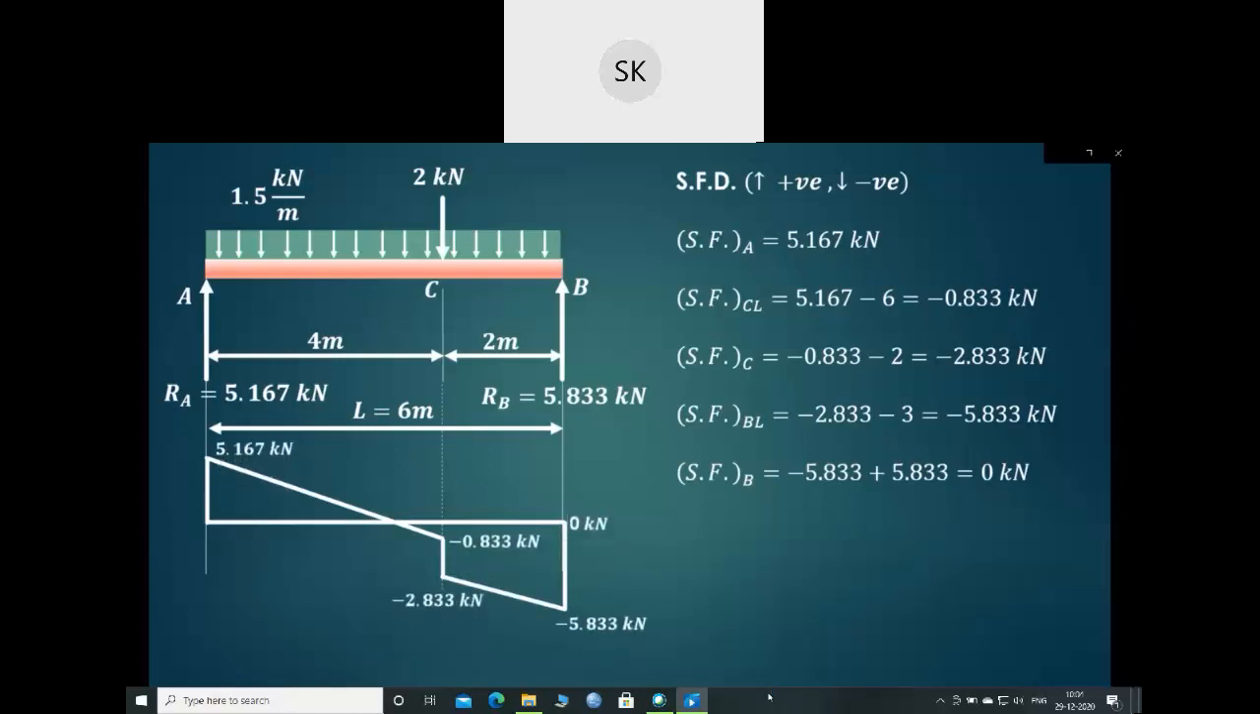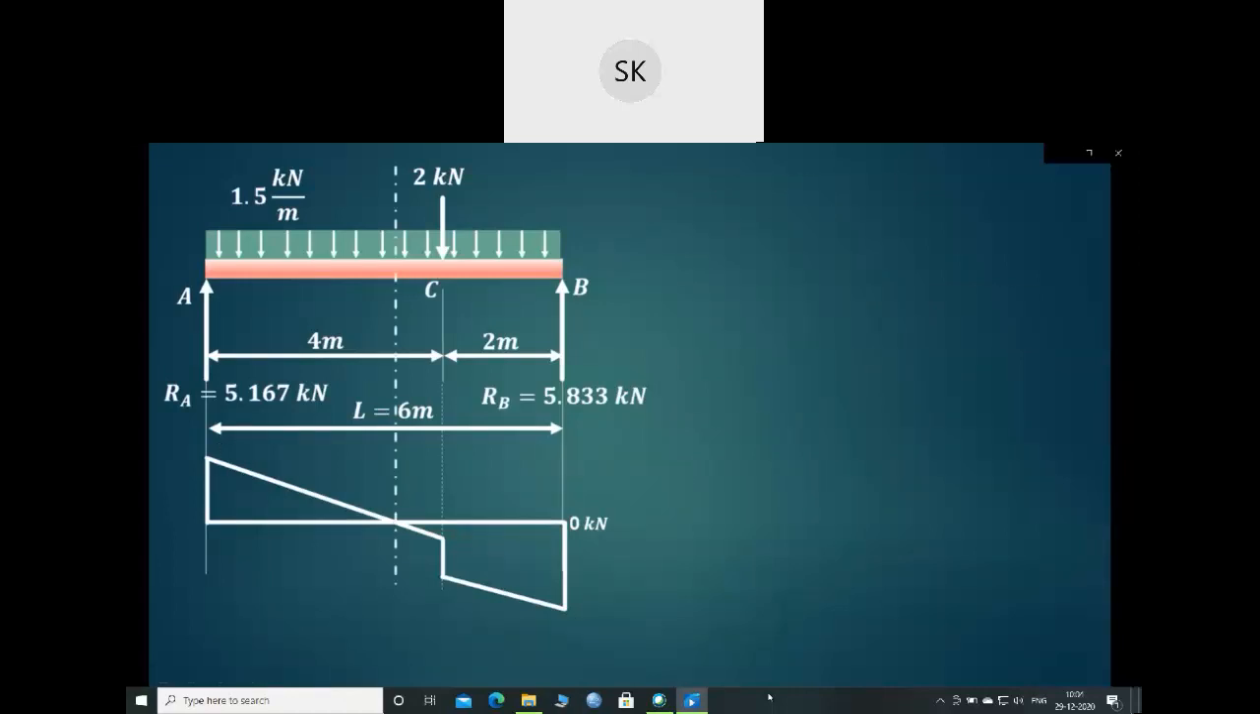And the various values are also shown over here. Now this shear force diagram changes sign from positive to negative at this section, and we have to find this point of zero shear, where the bending moment will be maximum. So that point we have to find out, and we'll consider only that particular section.